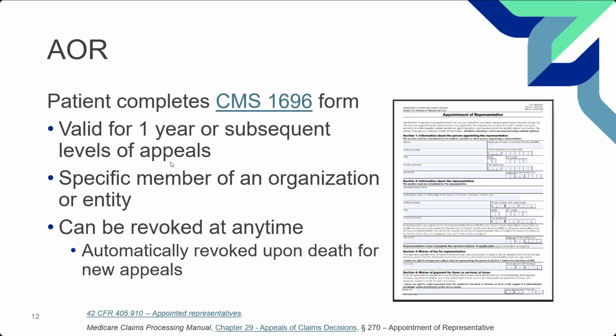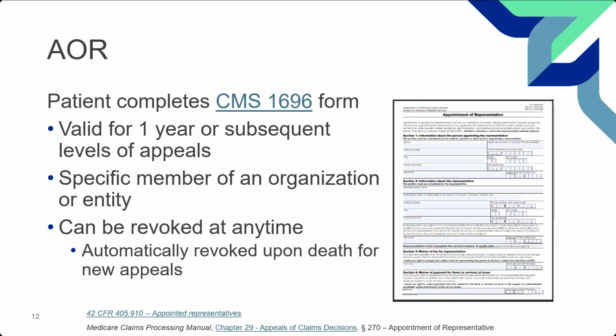Specific members of an organization or entity are named. That is true. You can't just say, hey, this entity can work on my behalf. Who is that person? That person can work on the patient's behalf. Again, they cannot belong to an organization or entity that already has an established relationship or that billed it, whatever. They have a relationship to the claim or the payment. An appointment of representative can be revoked at any time.